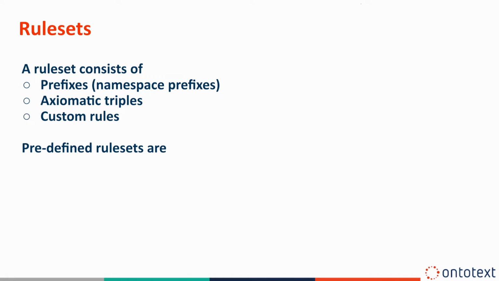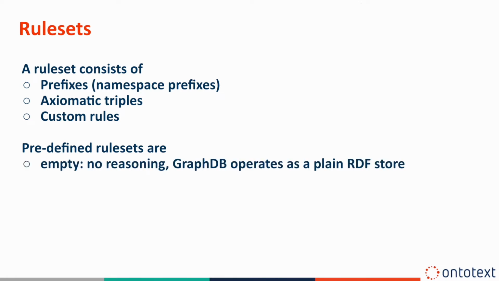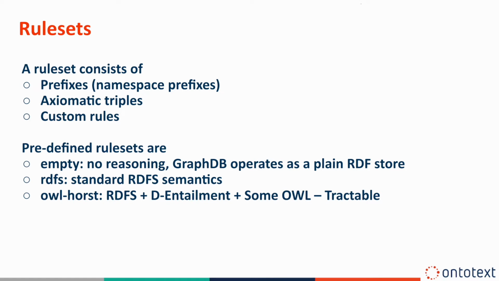Predefined rule sets: Empty, no reasoning. GraphDB operates as a plain RDF store. RDFS, standard RDFS semantics. OWLHorst, RDFS plus D entailment plus some OWL, minus tractable.